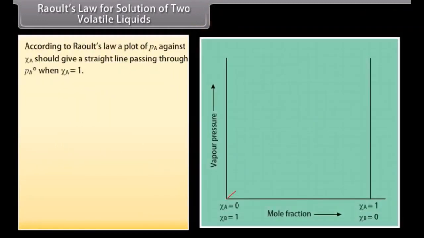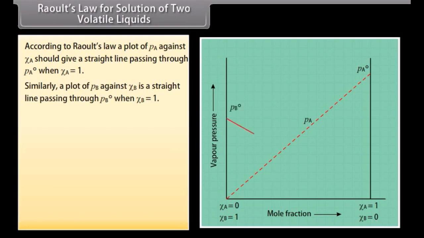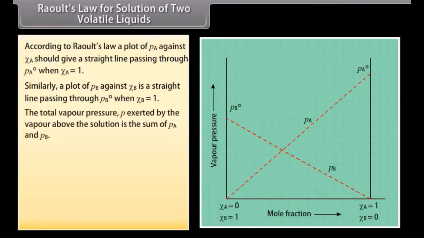According to Raoult's law, a plot of PA against XA should give a straight line passing through P°A when XA is equal to 1. Similarly, a plot of PB against XB is a straight line passing through P°B when XB is equal to 1. The total vapor pressure, P, exerted by the vapor above the solution is the sum of PA and PB. P = PA + PB.